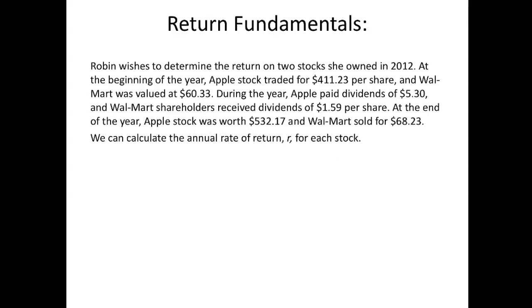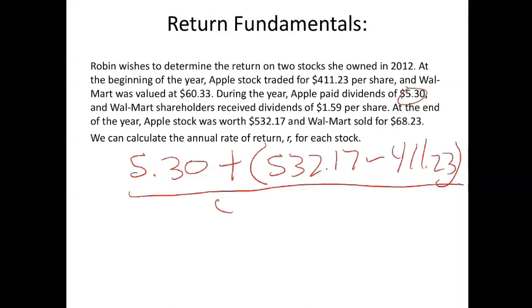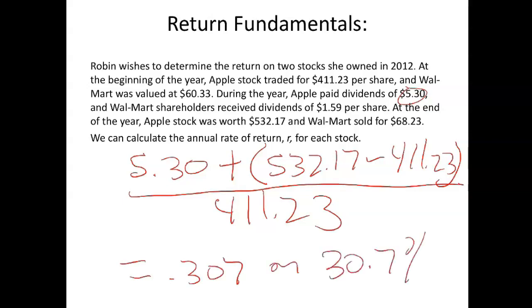For Apple, the returns would be, let's see, the dividends for Apple were $5.30, and the capital gains for Apple was the end of period price, $532.17, minus the beginning period price, $411.23. So there in the brackets, that's the capital gains. We divide that all by the beginning value of $411.23. And that works out to be 0.307 or 30.7%.